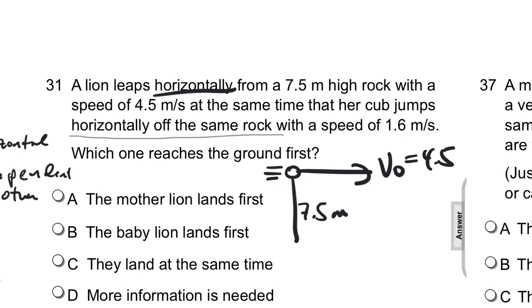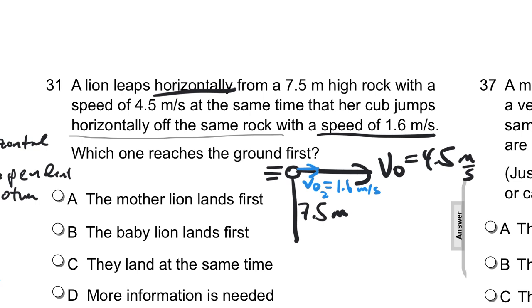No vertical velocity. Okay, the cub jumps the same way, with a speed of 1.6. Which one reaches the ground first?